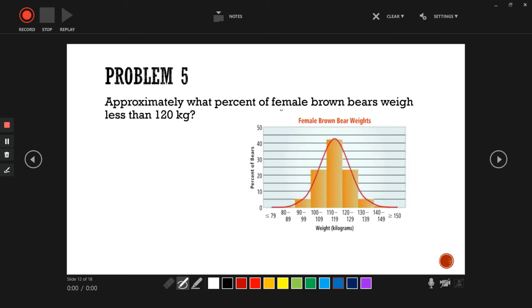So approximately what percent of female brown bears weighs less than 120 kilograms? Okay, so here's the line for 120 right here. All right, so we want to go down. Okay, so here's your 68%. We're going below, right? So right here would be 50%, okay? So if we want to know this much, so this is the 34%, and then all the rest of this is 50%. So 34 plus 50. So 84%.